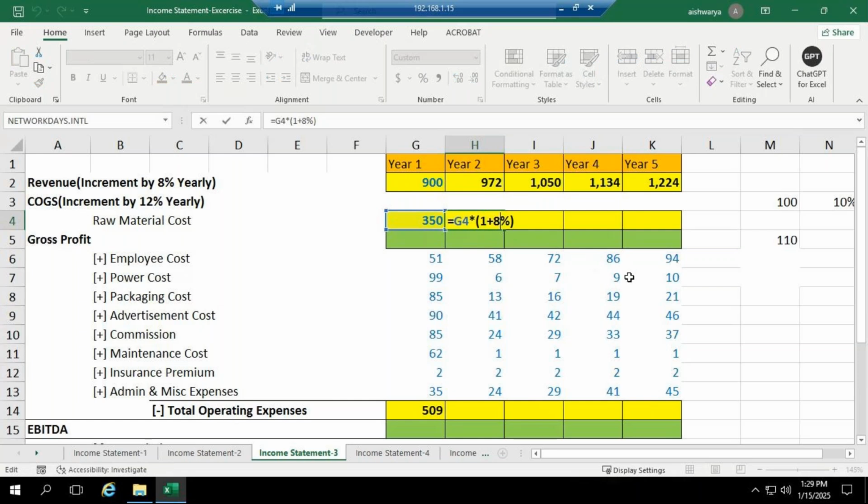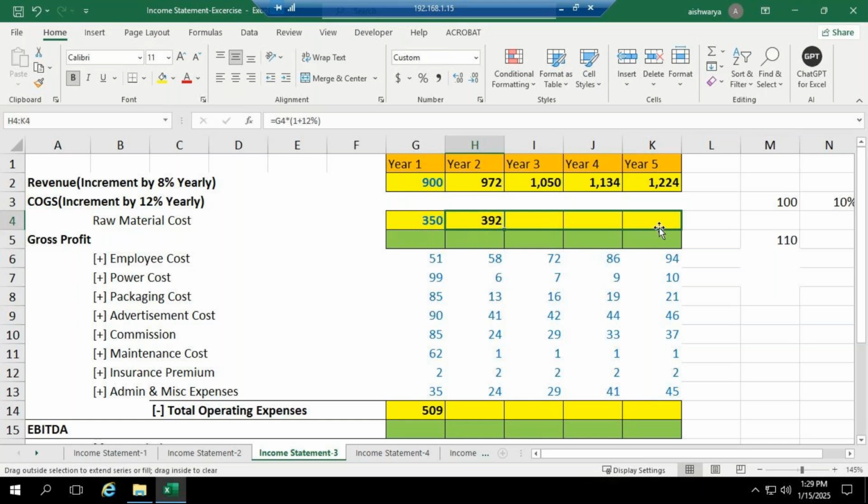What is the COGS they have given you here? The COGS is given as increment by 12%. That means 1 plus 12% here. Then press enter. See, now we get the answer here as 392. Now again you have to drag it over here, and automatically it will be displayed.